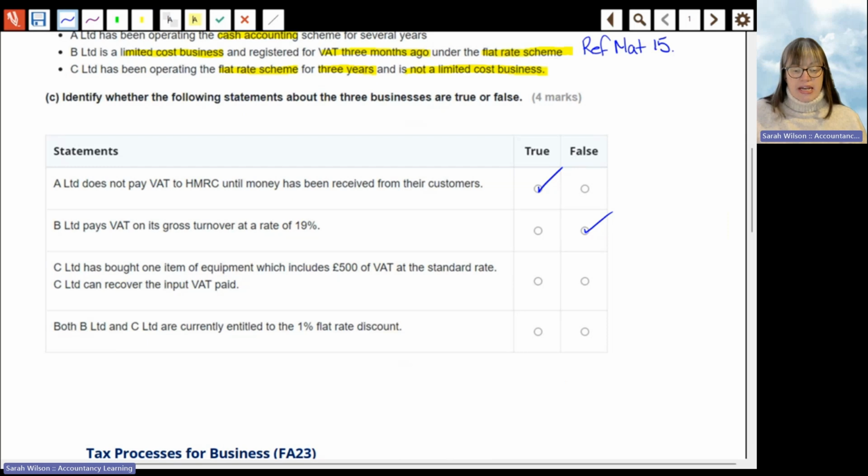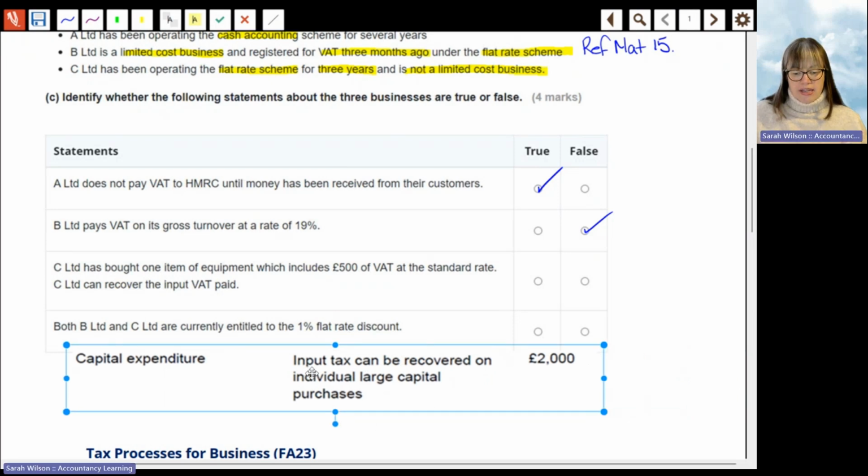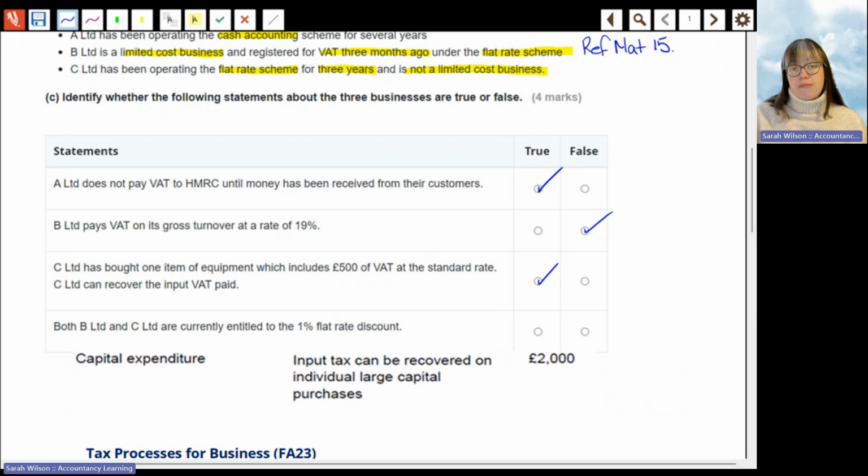Next then, C Limited has bought one item of equipment which includes £500 of VAT at the standard rate. C Limited can recover the input VAT paid. So for that one, we are going to look at another part of reference material 15. And it says here that input tax can be recovered on individual large capital purchases up to 2,000. So that will make this statement true.